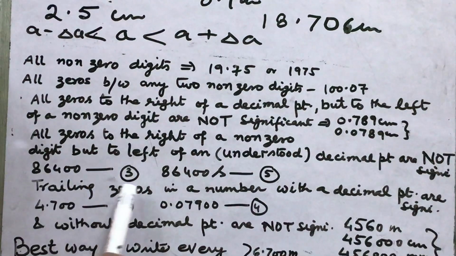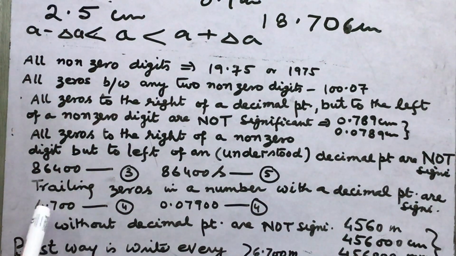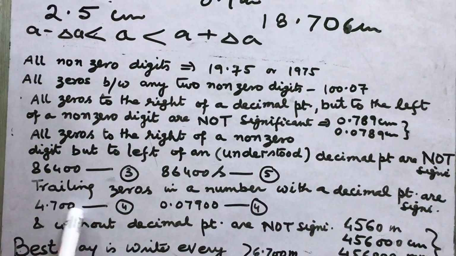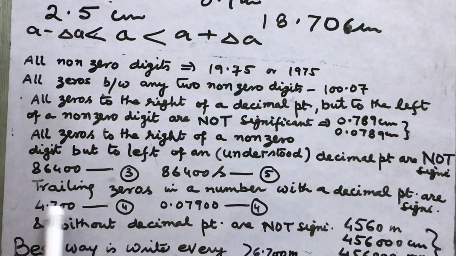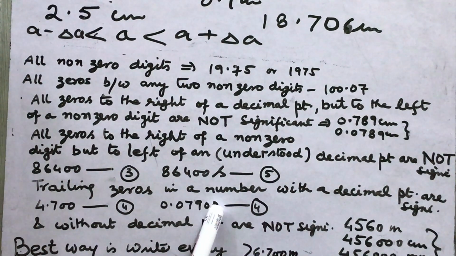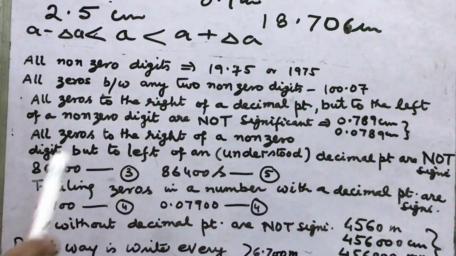Now trailing zeros in a number with a decimal point are significant. Simple. 4.700: trailing zeros means the zeros to the right of a non-zero digit. So these all are significant. So 4.700 has 4 significant figures, and in this example, after 7, 9, these are the trailing zeros, so they are significant. Why are they not significant here? As per the rule I told earlier.